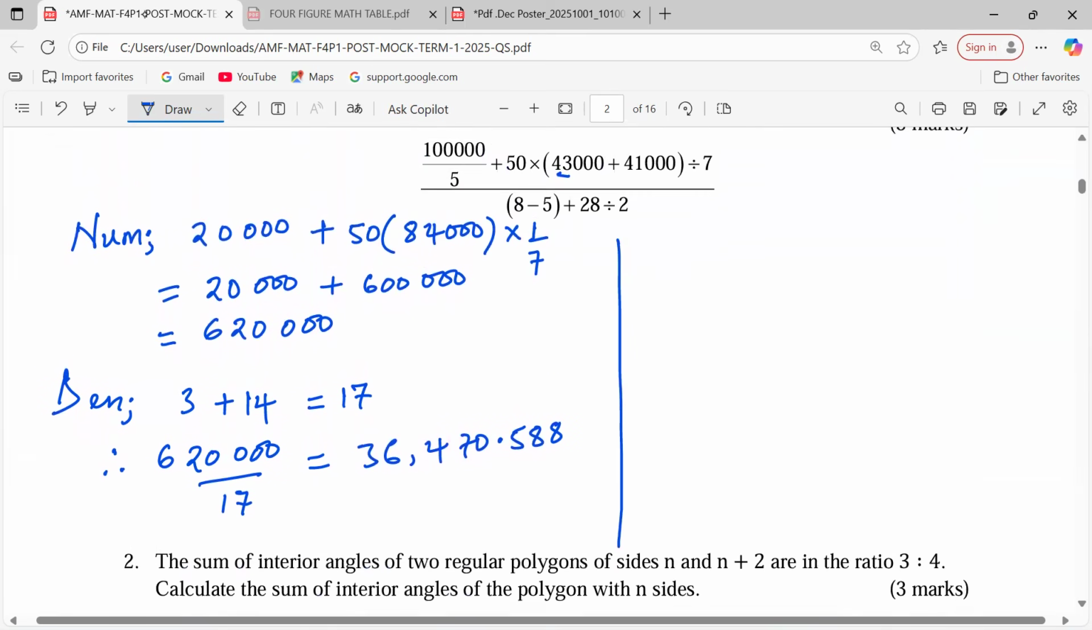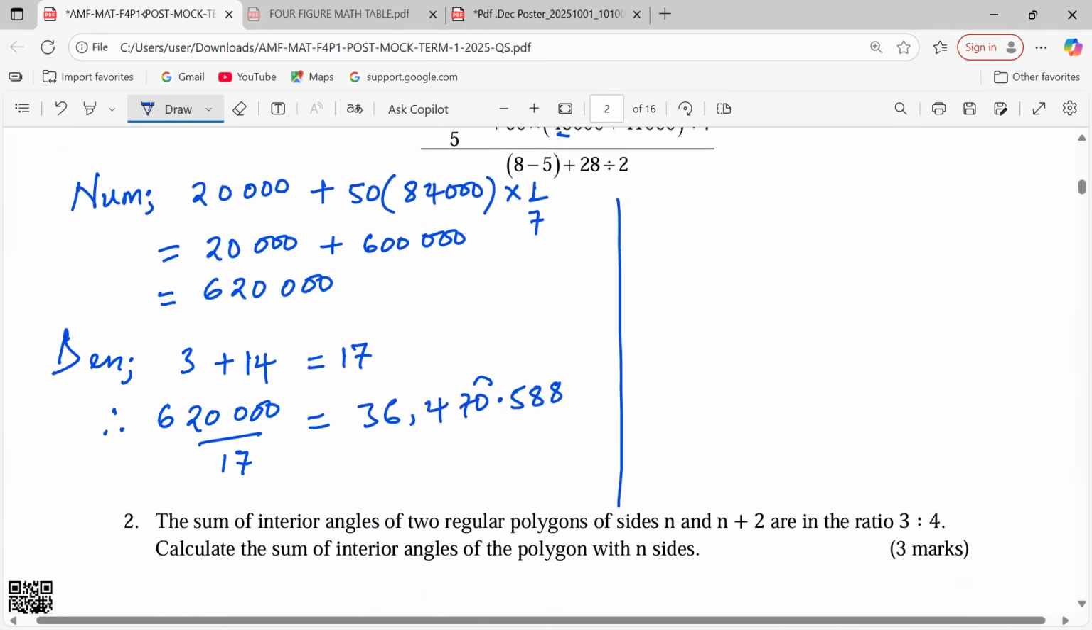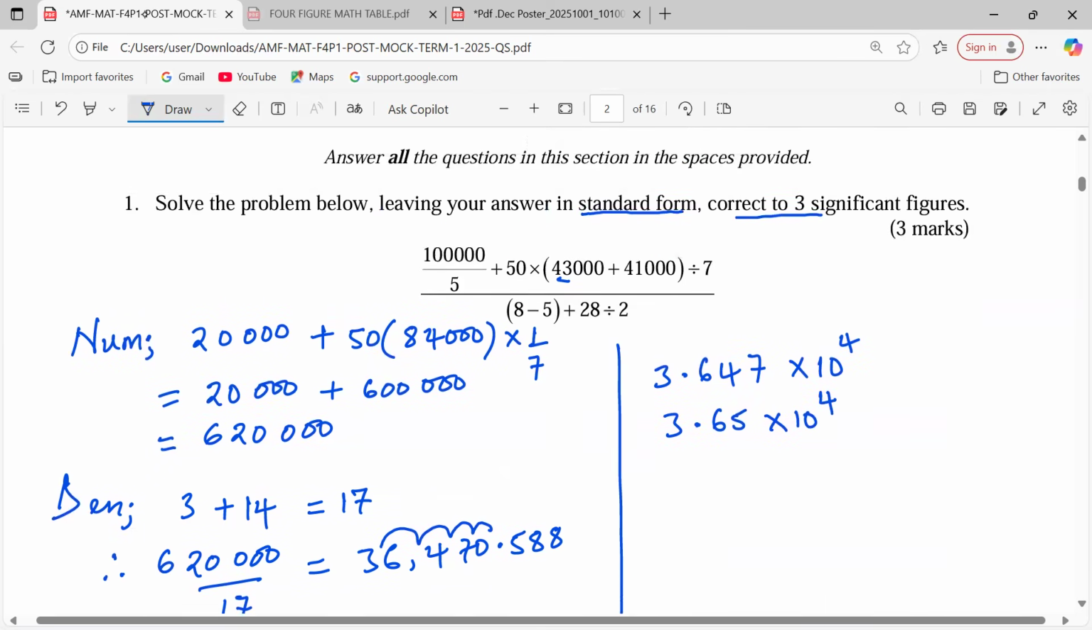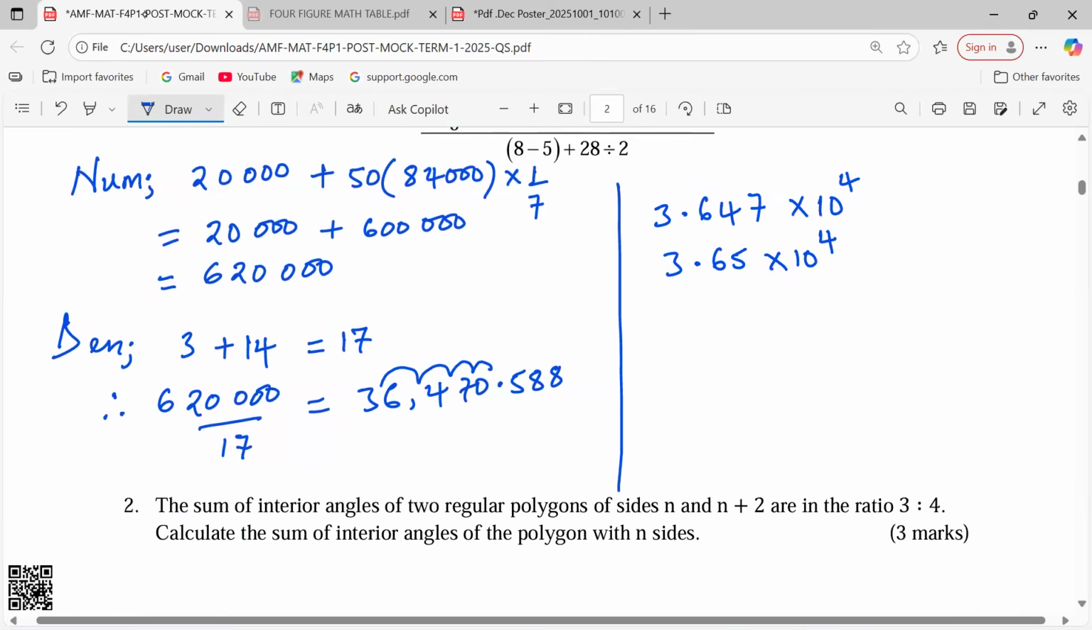So let me put it in standard form. We have 1, 2, 3, 4. So 3.647 times 10 to the power of, we said 1, 2, 3, 4, 10 power 4. Then now we make it 3 significant figures that way. Times 10 to the power of 4. Like that.